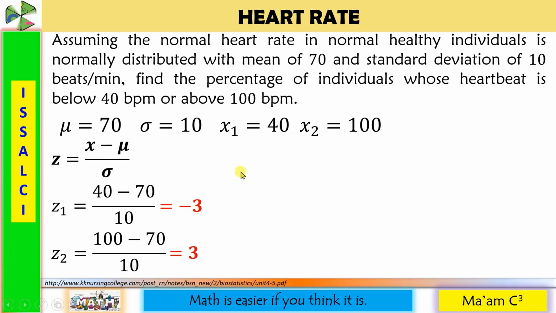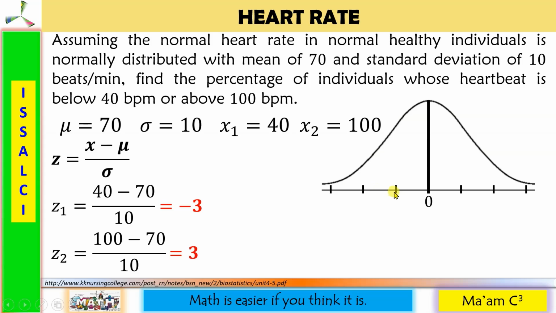Next step, let us sketch the normal curve. Let us locate negative 1, negative 2, negative 3. And we have here positive 1, 2, 3, positive 3. Now let us analyze which area we are going to consider. It says here below 40 BPM. This is negative 3 that corresponds to 40 BPM. If it is below, then we are going to shade the left side.